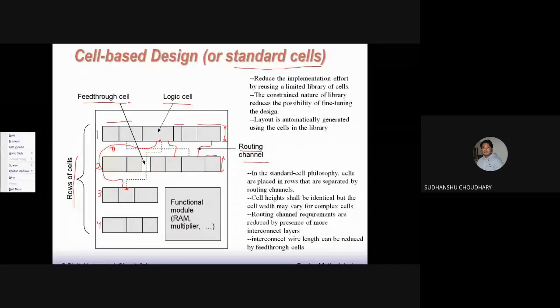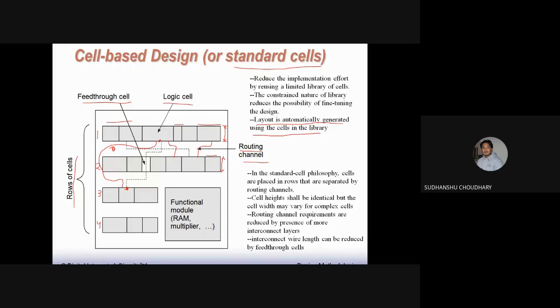Now, in the standard cell-based approach, the layout is automatically generated using the cells in the library, right? Since all these cells are actually taken from some library, the layout is also automatically generated. In fact, we have some tools in the lab where you will see that you just click one button and the layout will be generated automatically for you, right? So semi-custom layout can be generated.